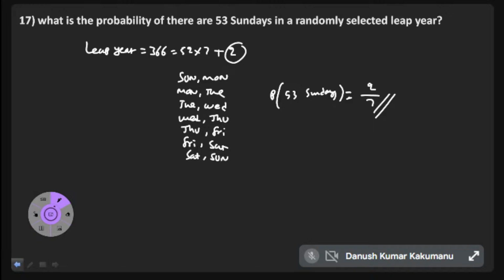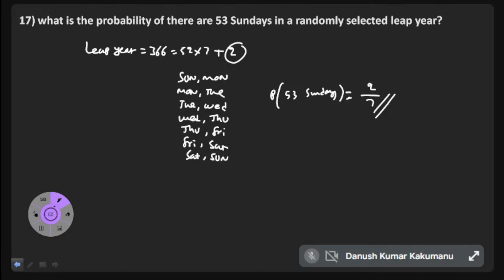If I ask you 52 Sundays, what is the answer? 52 Sundays, no doubt, no confusion. It is a sure event. The probability of a sure event is 1. Confusion is only the 53rd. If it is a leap year, all of you know 2024 is a leap year or non-leap year? Non-leap year. 2025 non-leap year. 2024, leap year. Correct now?